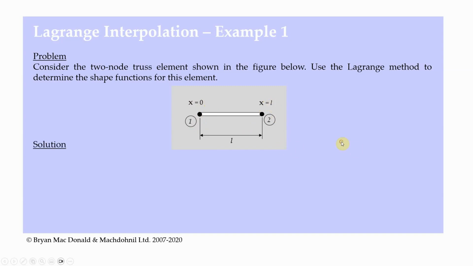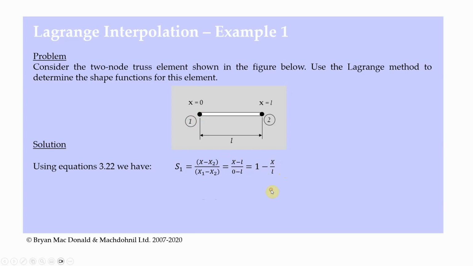So applying the Lagrange method using equation 3.22, which is the one from the previous slide, we have S1 is equal to x minus x2 all over x1 minus x2, which is x minus L all over 0 minus L. Again, x2 is the coordinate of node 2, which is L. x1 is the coordinate of node 1, which is 0. x is the general coordinate, which we're trying to find out for our shape function. So we're left with 1 minus x over L.